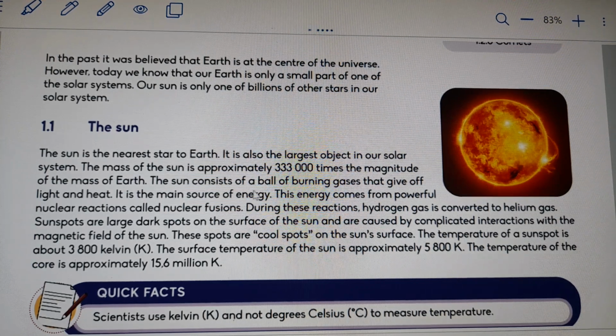The sun consists of a ball of burning gases that give off light and heat. The light that we get from the sun and the heat that we get from the sun, it is because of these burning gases that are giving off this light and heat. It is the main source of energy. We know that by now. This energy comes from the powerful nuclear reaction called nuclear fusion.